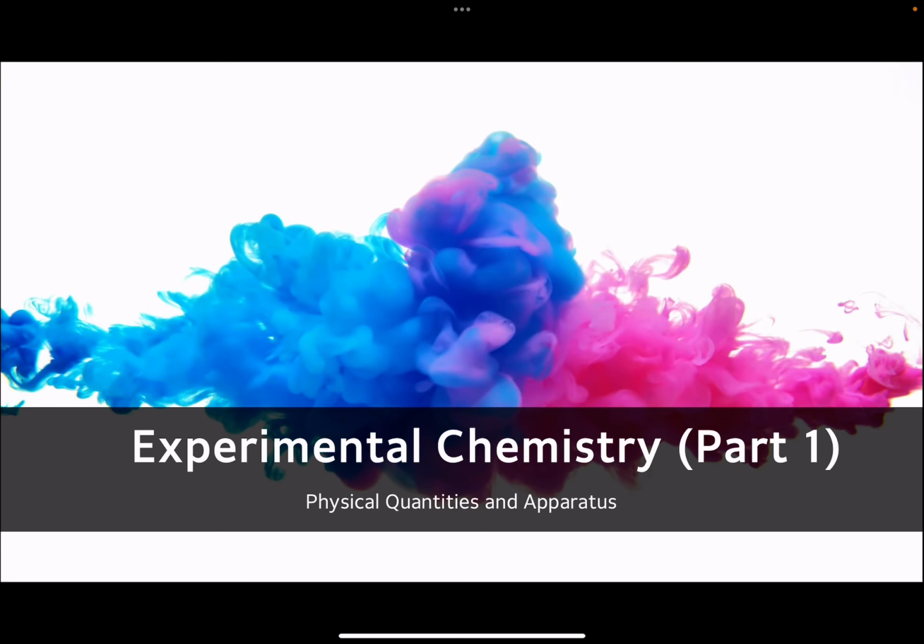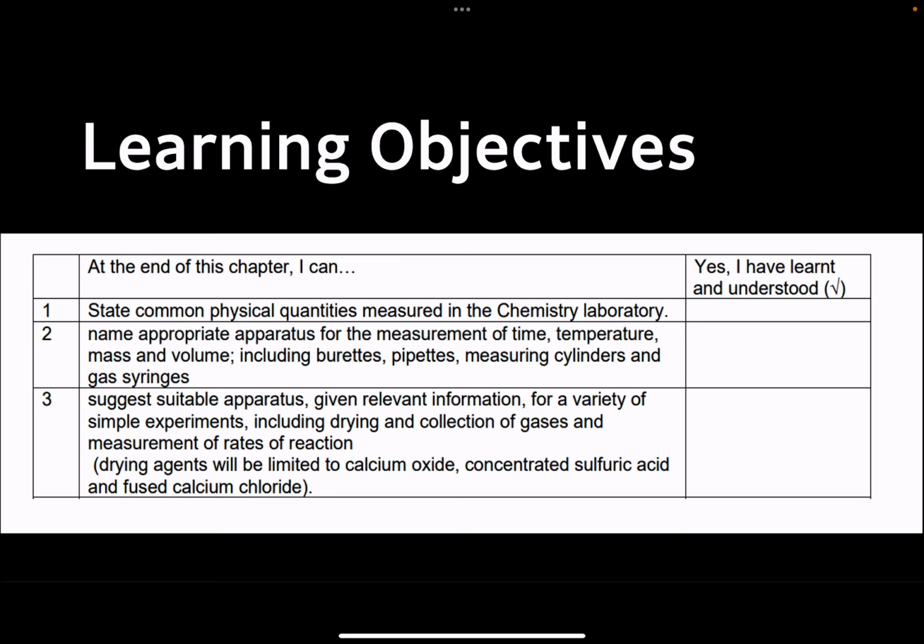Alright, students, this is the lesson record for the e-learning package for Chapter 1 Experimental Chemistry. So we are looking at part 1 of the topic, because the topic is actually quite long, and we'll be looking at physical quantities and apparatus first. But before that, shall we take a look at the learning objectives for the topic?